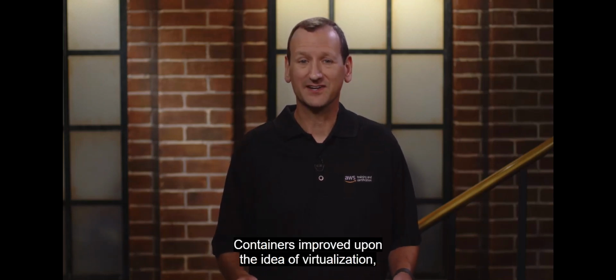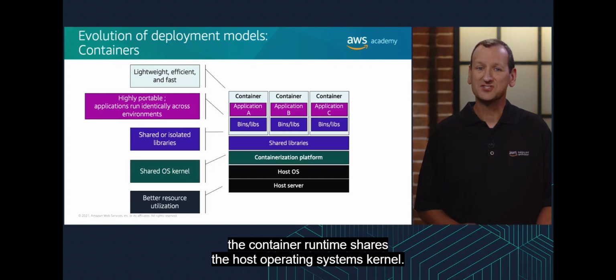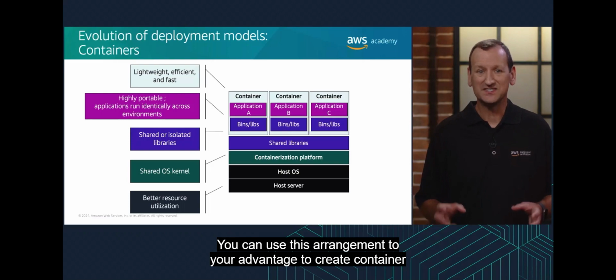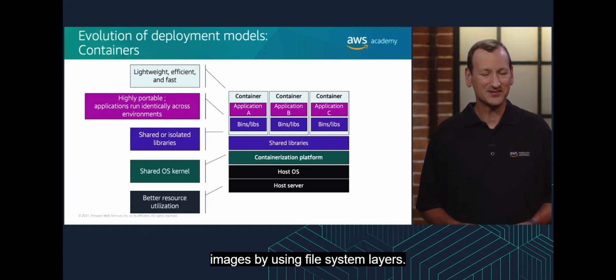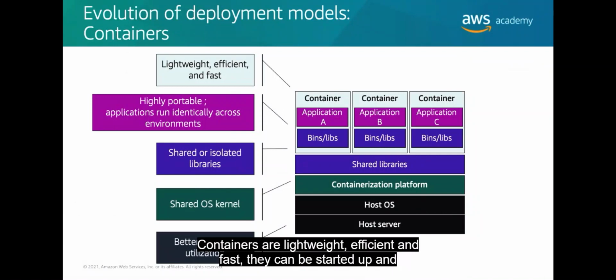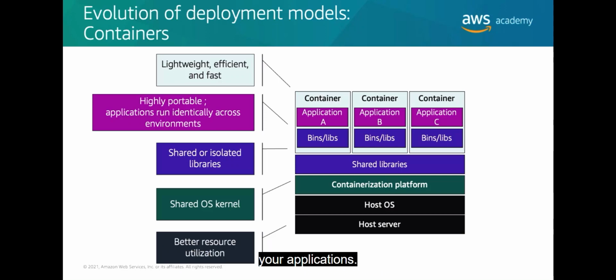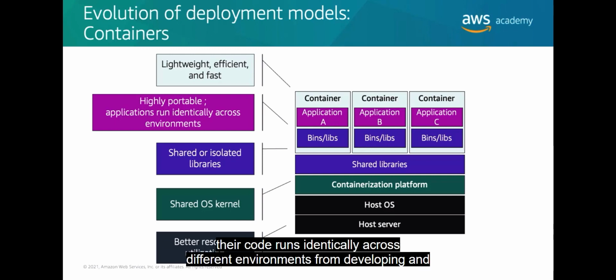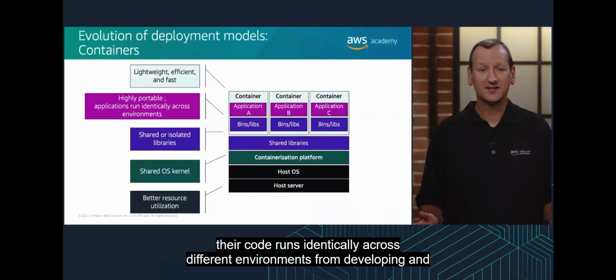Containers improved upon the idea of virtualization. The container runtime shares the host operating system's kernel. You can use this arrangement to your advantage to create container images by using file system layers. Containers are lightweight, efficient, and fast. They can be started up and shut down faster than VMs, which means better utilization of the underlying hardware. You can share libraries when needed, but you can also have library isolation for your applications. Containers are also highly portable. Because containers isolate software from other layers, their code runs identically across different environments, from developing and staging all the way to production.